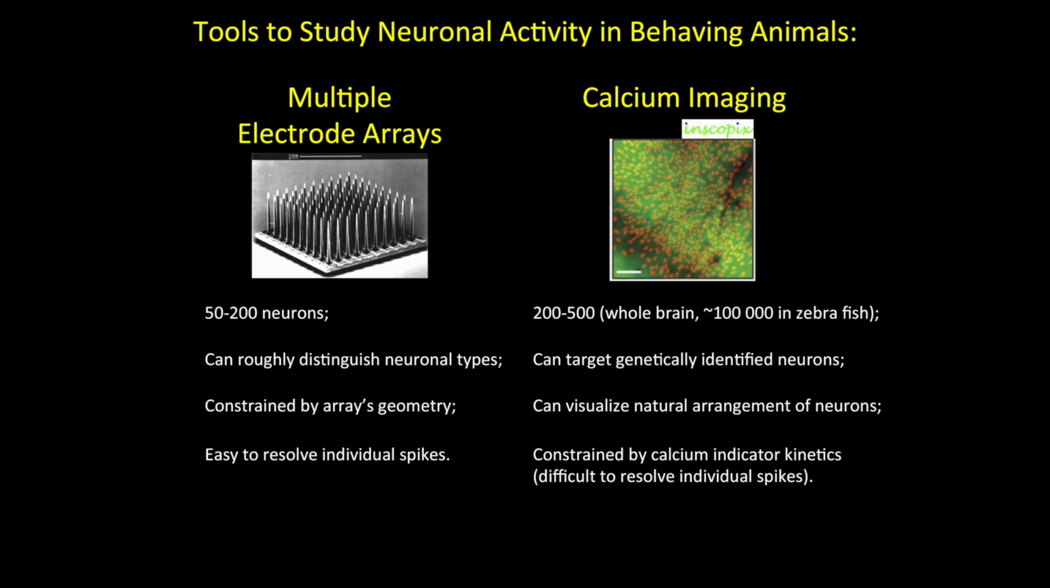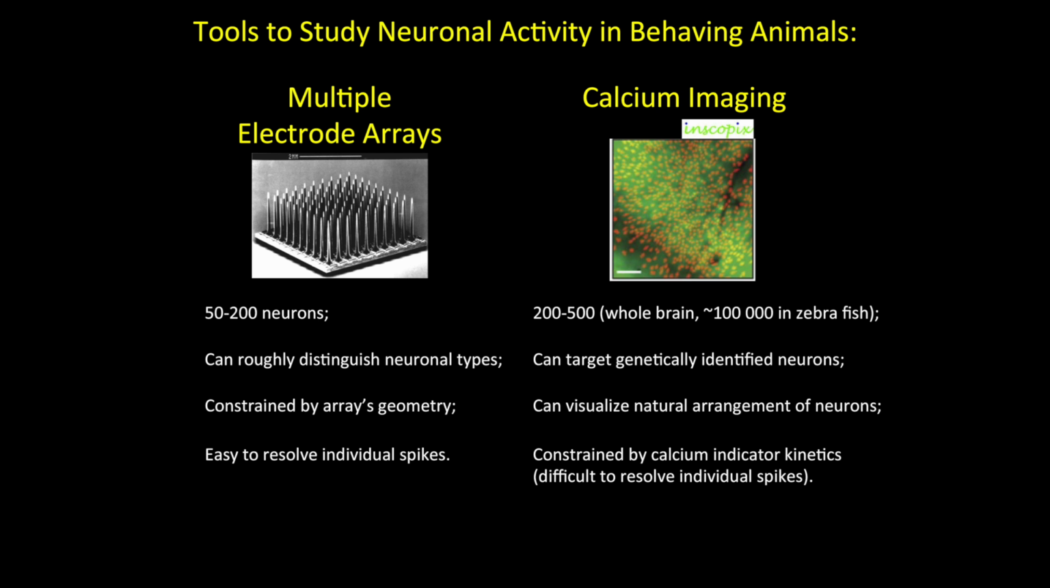Both techniques allow distinguishing across neuronal types. However, in the case of calcium imaging, you can specifically target the expression of the calcium indicator in a genetically identified neuronal population. With the use of multiple electrode arrays, you can distinguish neuronal type by the characteristic shape of the action potential. However, you do not know about the genetic makeup of this particular cell.